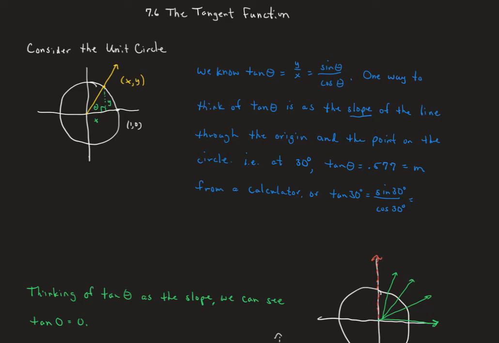In this video, we're going to look at section 7.6, the tangent function. So consider the unit circle. So we have drawn here an angle, and it's on a circle of radius 1 centered at the origin.